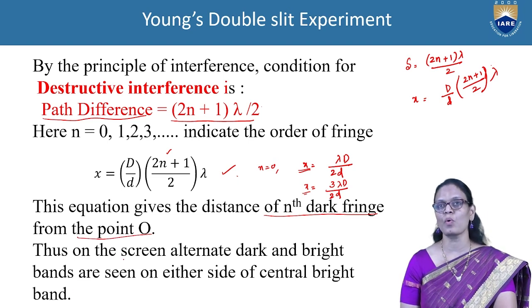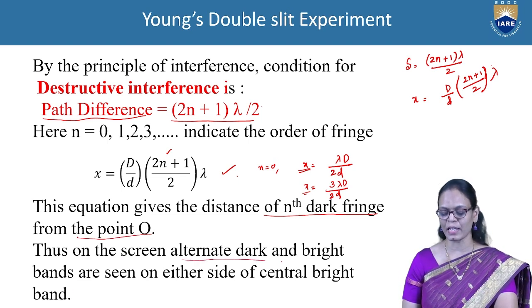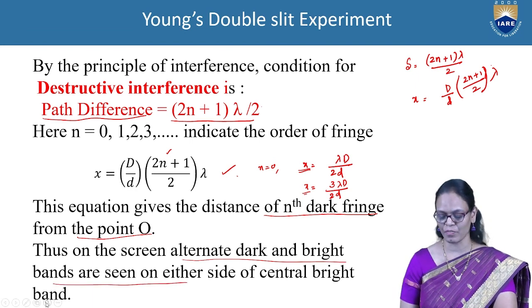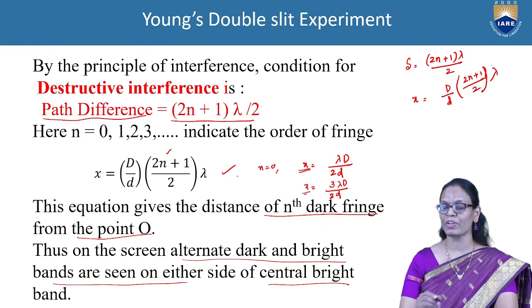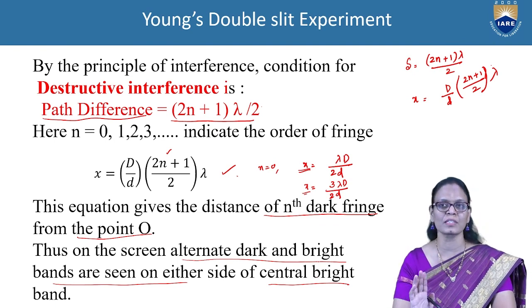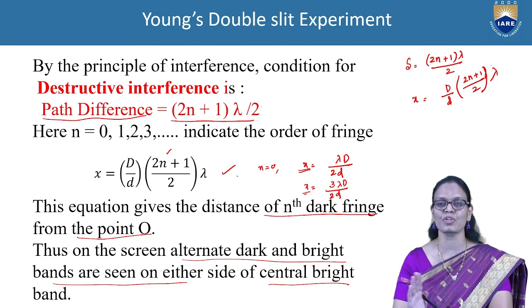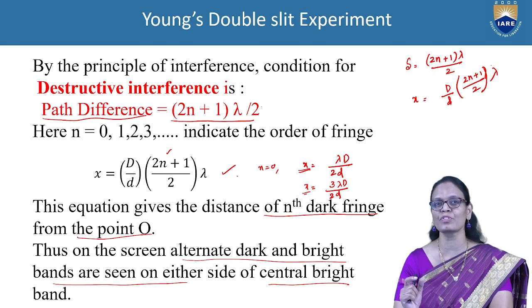So what you have now on the screen is a series of alternate bright and dark bands from the central fringe. So we have derived the conditions for the central fringe and the bright fringe and dark fringe on either side. So in the next class, we are going to derive an expression for the width of the fringe. That is the distance between two bright fringes or two dark fringes.